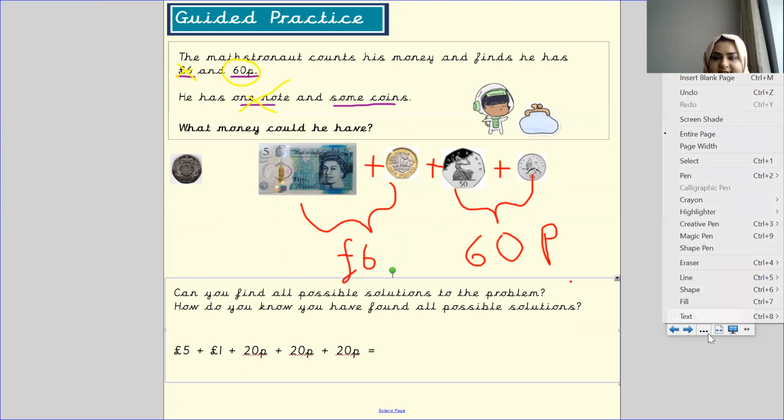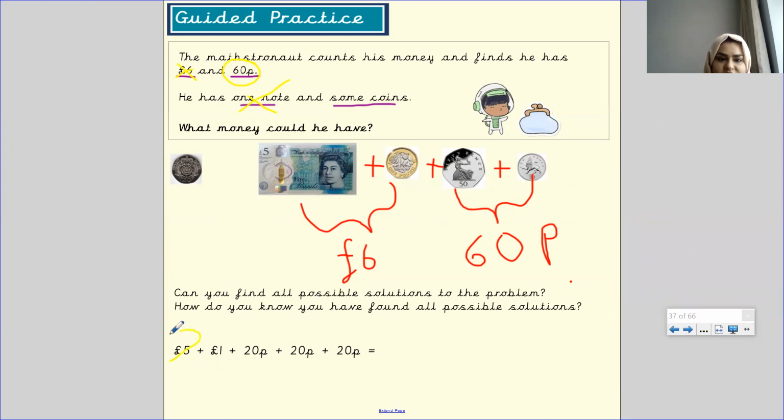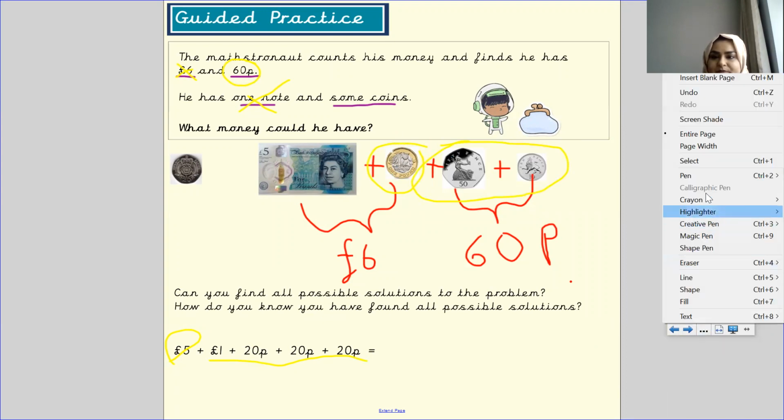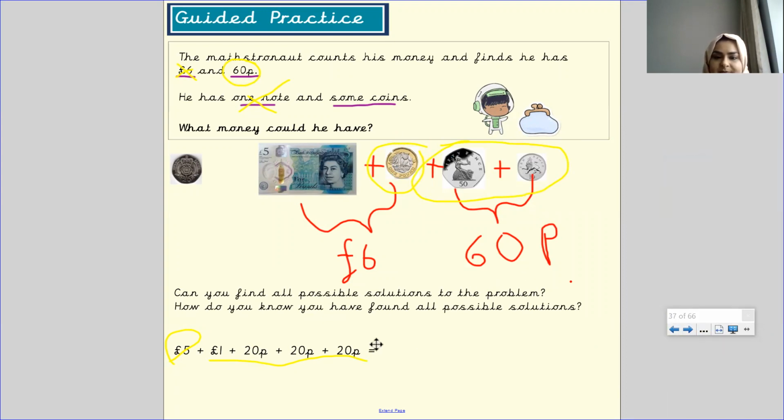So if you look at this possibility, you have used one note and you have used the rest as coins. That is okay. Okay, so now how do you know you have found all the possible solutions? The way you would know you have found all the possible solutions is by making up these coins in different ways.